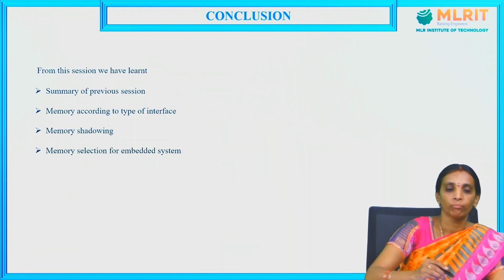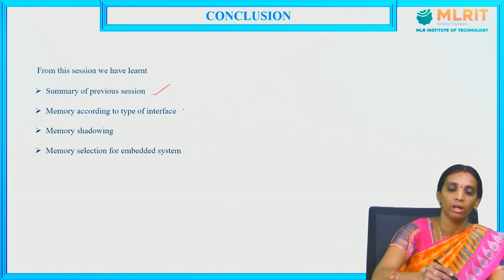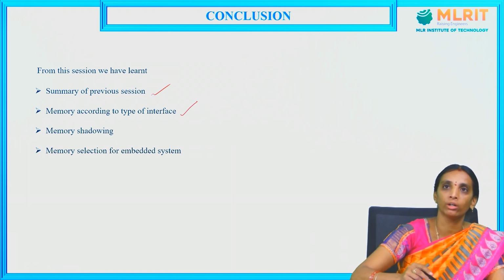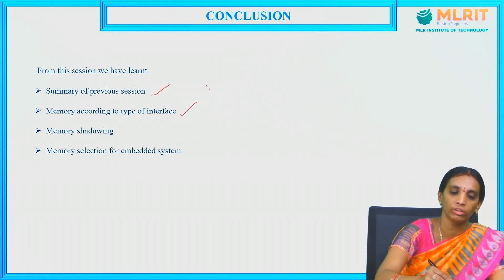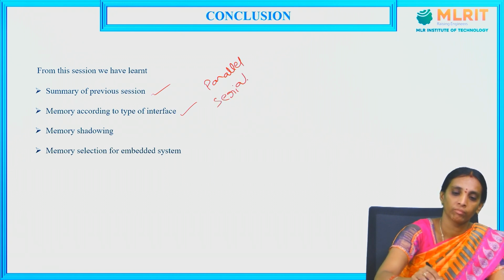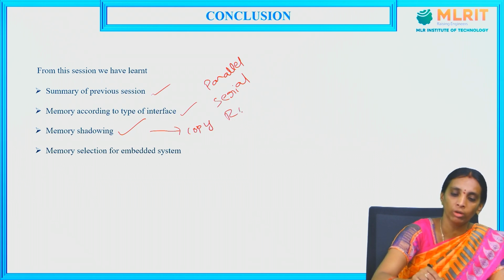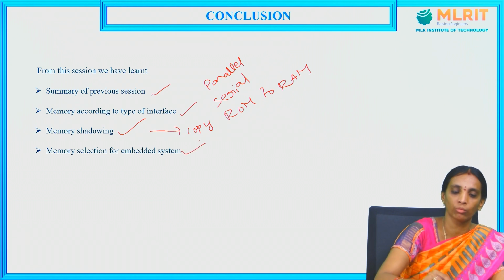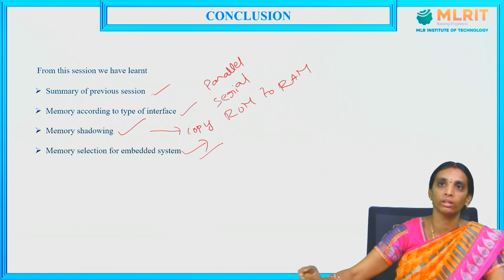So in this presentation, we have discussed the topics covered in the previous session and how we can select memory according to the interface. The different types of interfacing methods available for memory are parallel interfacing and serial interfacing. Next, memory shadowing, which is nothing but copying the contents from ROM to RAM. And next, memory selection: what factors are used to select a particular memory for our embedded system design? These are the topics we have discussed in the present session.